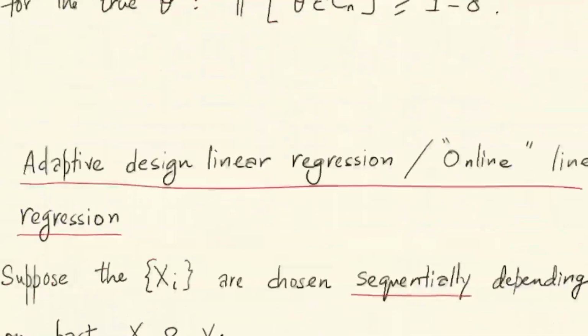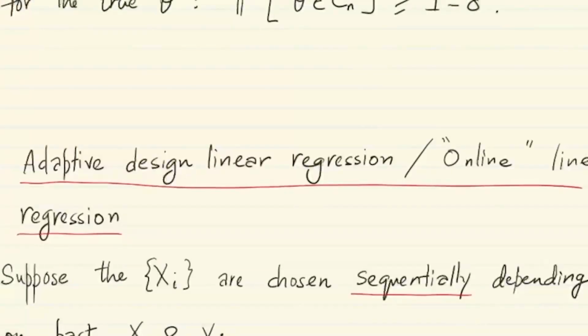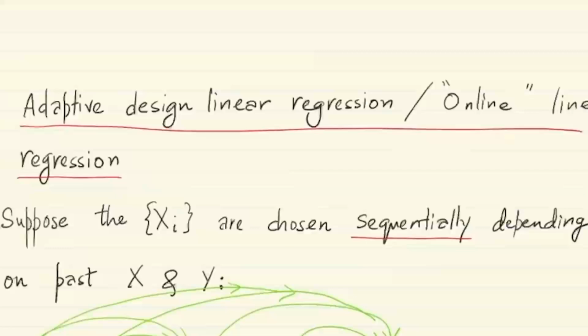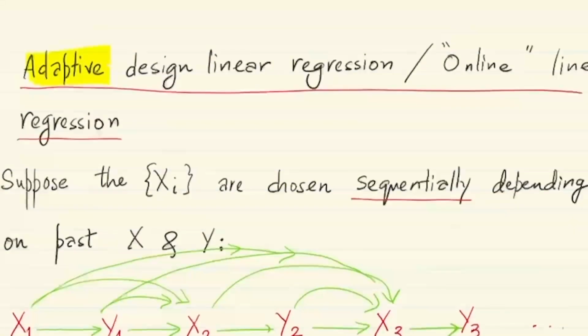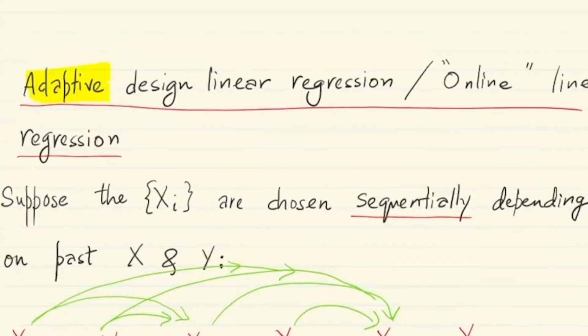So we now next come to a more complicated setting which often arises in practice, and this is the setting of not fixed design linear regression but adaptive design linear regression. It's also called online linear regression, but the setting is basically as follows. Suppose the measurements xi are also random along with the yi's, in the sense that suppose the xi are chosen sequentially and adaptively depending on the previous x's and y's.